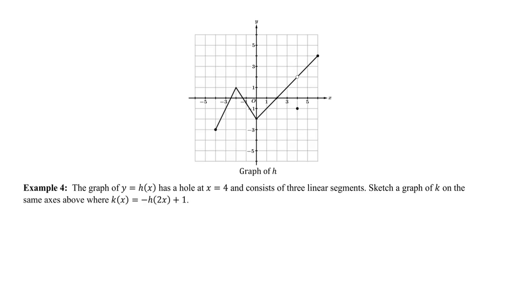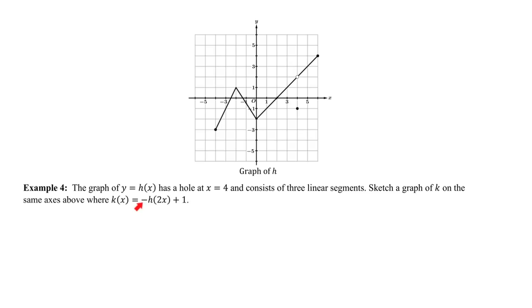All right, we have this weird looking function here with a hole in it. So they call that the h function, right? And so what we want to do is make a new k function that takes the h function and multiplies the x's by 2, adds 1, makes it negative. So there's a lot going on here. So let's talk about each one of these things.